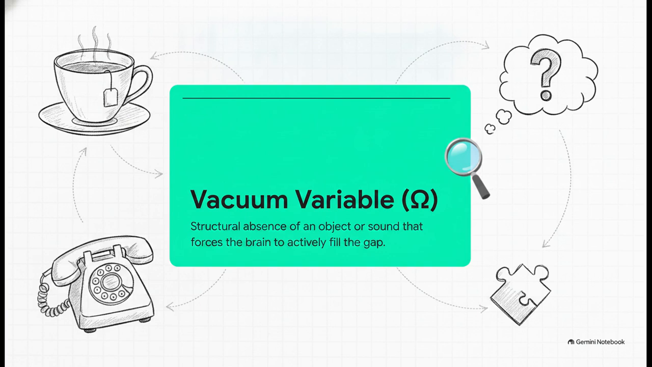Now, part of why that shown mode example is so incredibly effective is because of something called the vacuum variable. This is the narrative power of structural absence. It's when an object, a sound, or a movement that logically should be present is intentionally left out, like that untouched cup of tea or an unanswered phone. This structural absence triggers our brain's completion drive. We are forced to actively fill that gap, and that process locks the scene deep into our working memory.